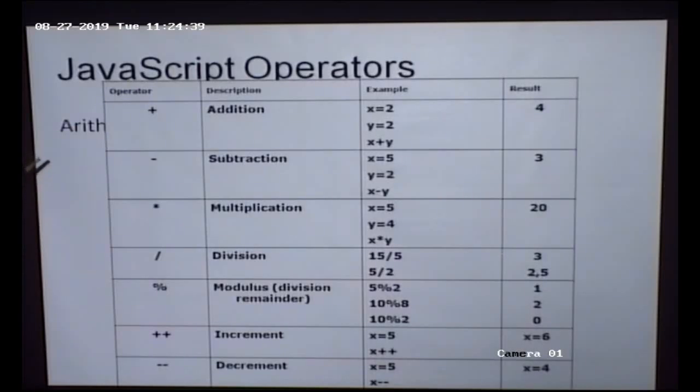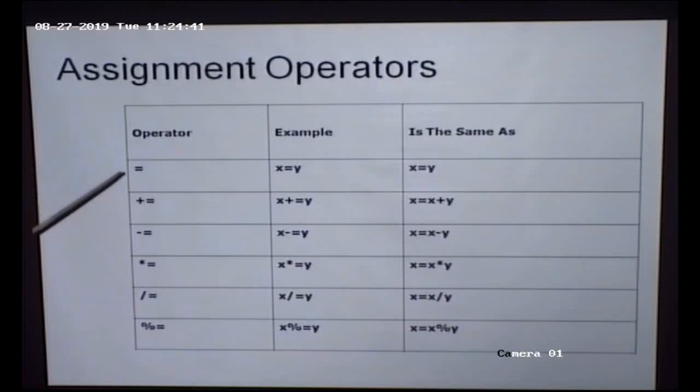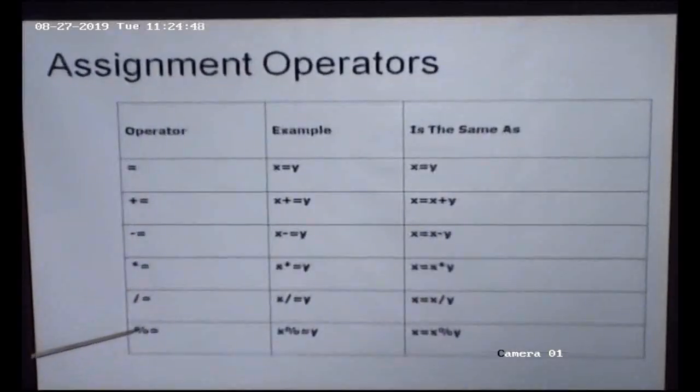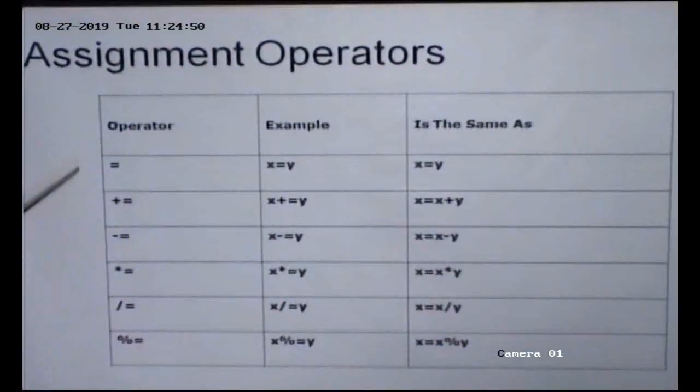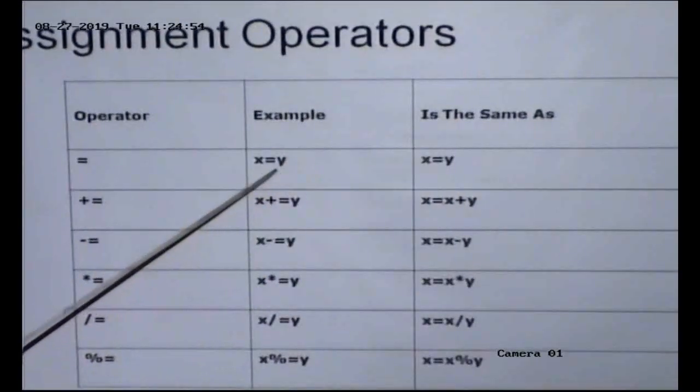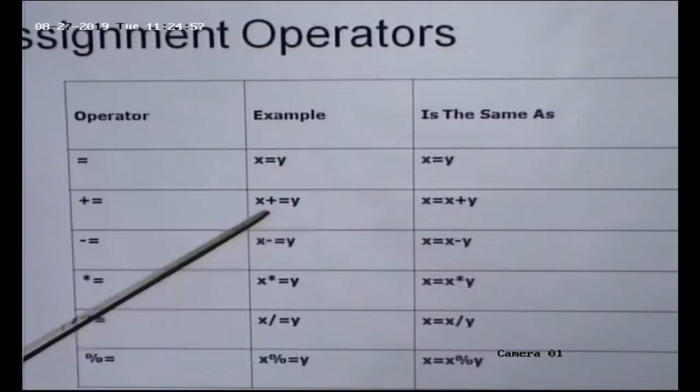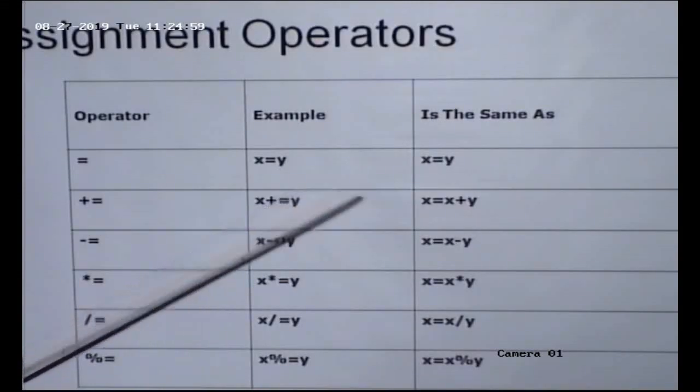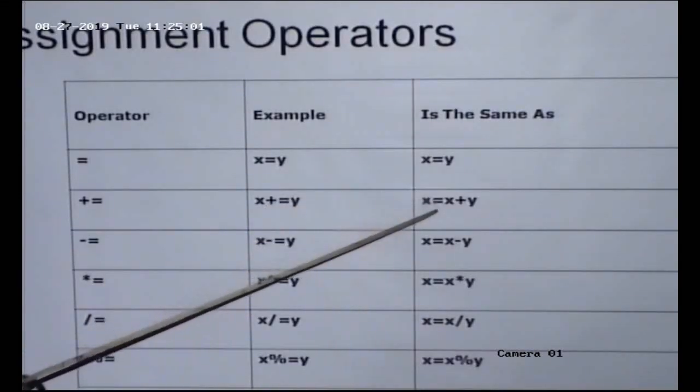arithmetic operation in JavaScript. Next thing is assignment operator. So you have to use equal operator, okay, the plus equal to, minus equal to, star equal to, slash equal to, modulo equal to. So these are the combinations of assignment operator, which is same as, see here, x equal to y, which is same as x equal to y. X plus equal to y, that denotes, it is same as x equal to x plus y, okay.